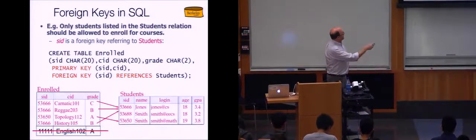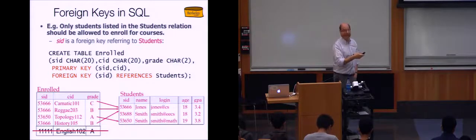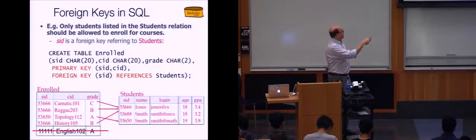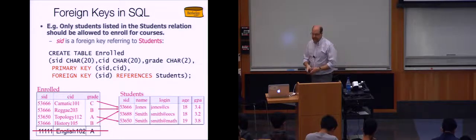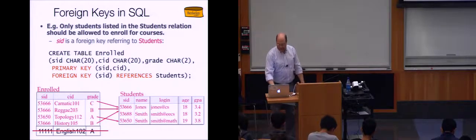Sorry, so the primary key of the students table is SID. And over here in enrolled, that SID column doesn't have to have the same name, it just happens to here. But that's a foreign key that references the primary key of the students table. So that's what foreign keys are about.